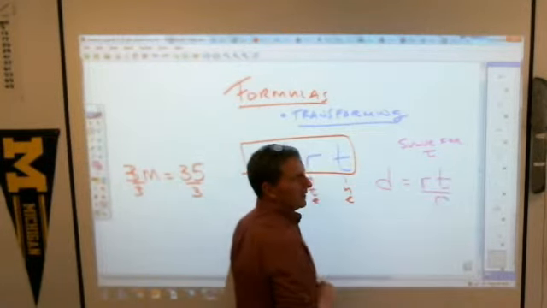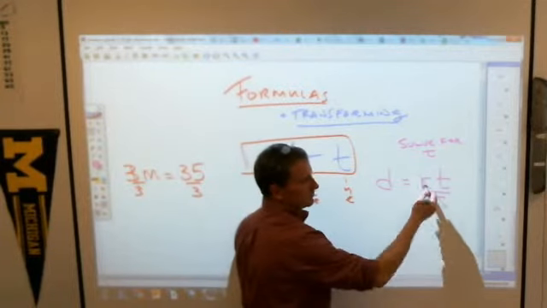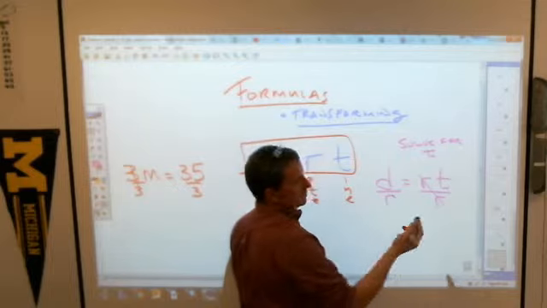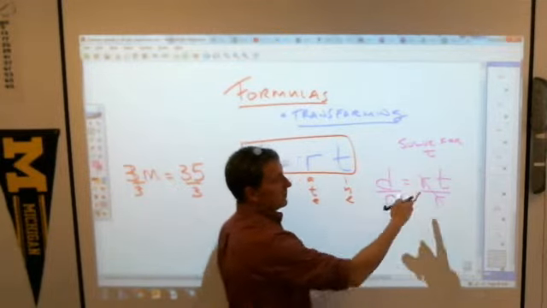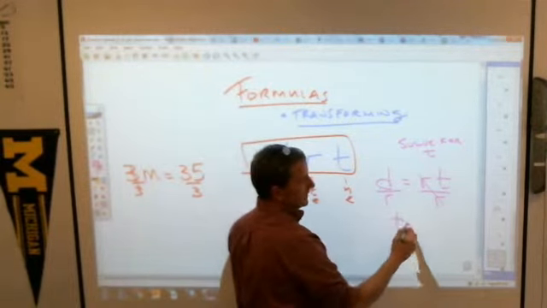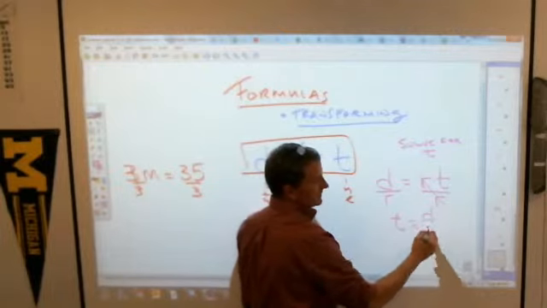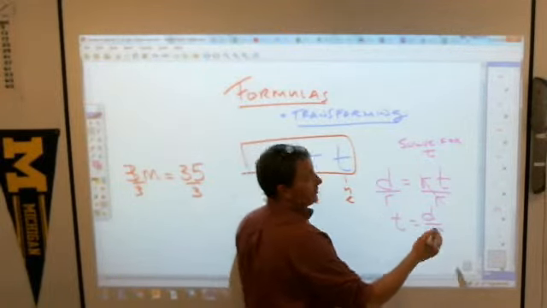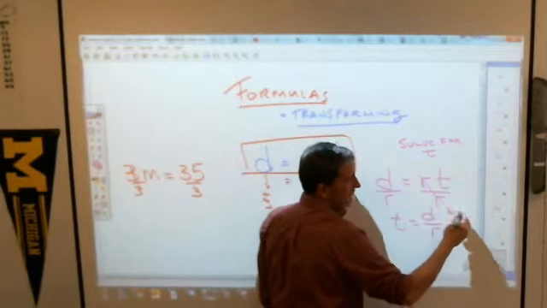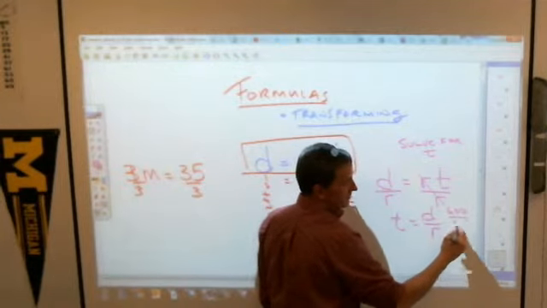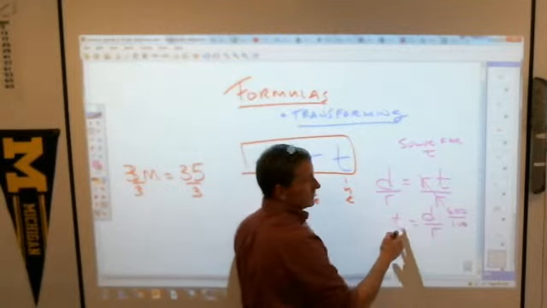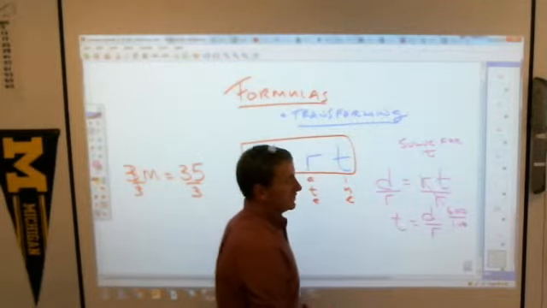Why? Because r divided by r is 1, which is a t, but you also have to divide this by r. So you can change this formula to solve for t. Now time equals whatever your distance is divided by rate. Which means, if I went 600 miles and my rate was 100 miles an hour, what would my time be? 600 divided by 100 is 6 hours or whatever it is.